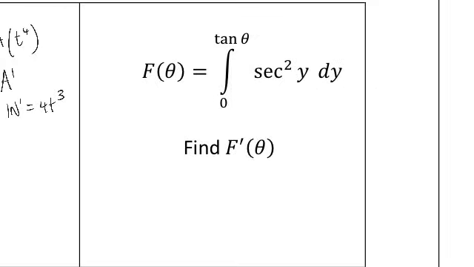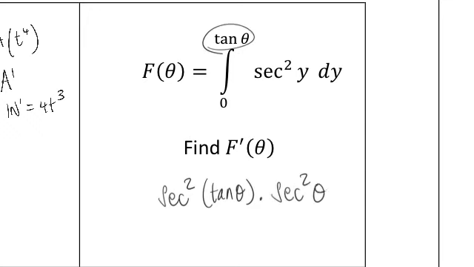Over here, same idea, right? So this is going to become secant squared of tan theta. That's the out prime of in. That's the first piece of the chain rule, and the second piece will be the derivative of that, which is secant squared theta, right? So this is f prime of theta.